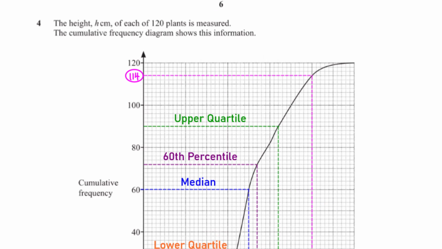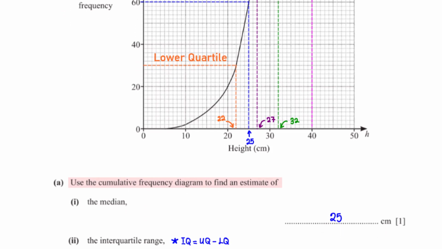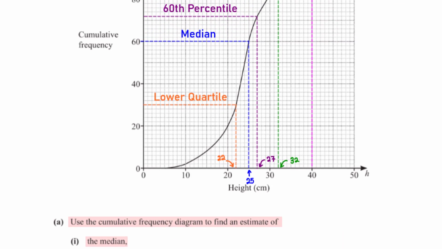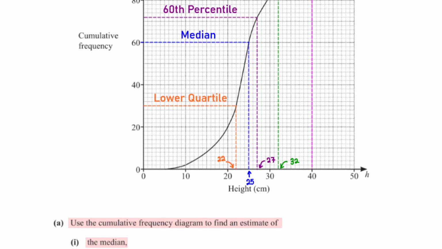The height h centimeters of each of 120 plants is measured. The cumulative frequency diagram shows this information. Use the cumulative frequency diagram to find an estimate of the median. To get the median, we map half of 120, which is 60, on the diagram. This gives us the median to be 25 centimeters.